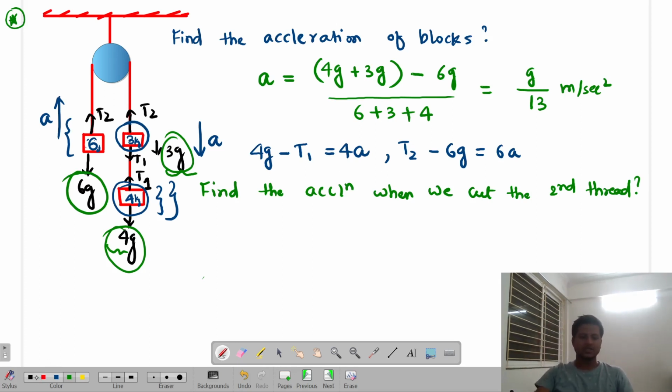Yes, that's correct. So basically, if I cut the thread, then what will happen? This whole thing, this tension T1 will be erased, isn't it? Yes. So when T1 is erased, simply the 4 kg will do the free fall.